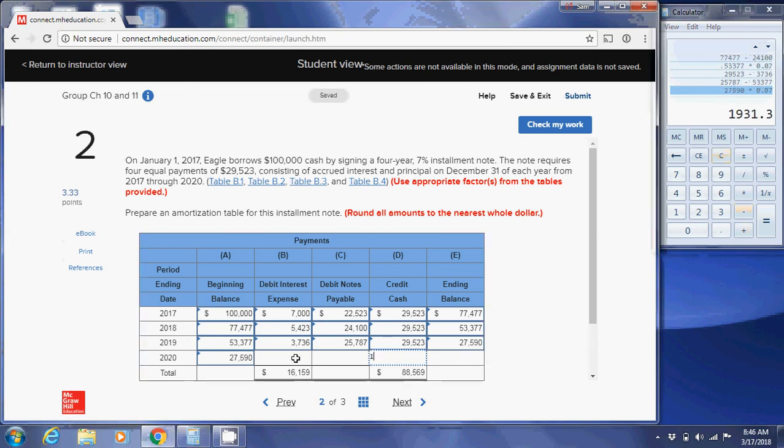So 1,933 really is going to round it out. I'm in the wrong field, sorry. 1,933, they're going to force this in. The payment is 29,523. So what it's doing is it's automatically calculating what the final debit to notes payable and the debit interest expense should be. When we calculated 1,931, but because of rounding through here, it needed 1,933 to bring it down to a zero balance. And that's how installment notes work.